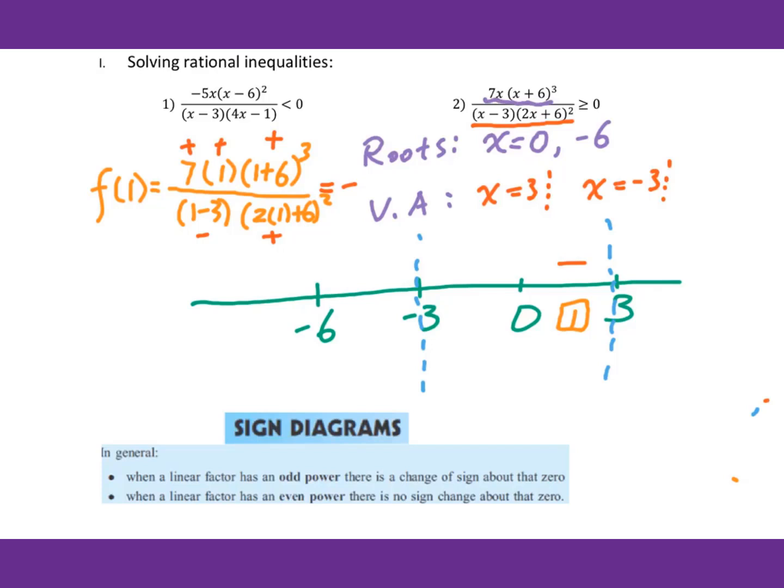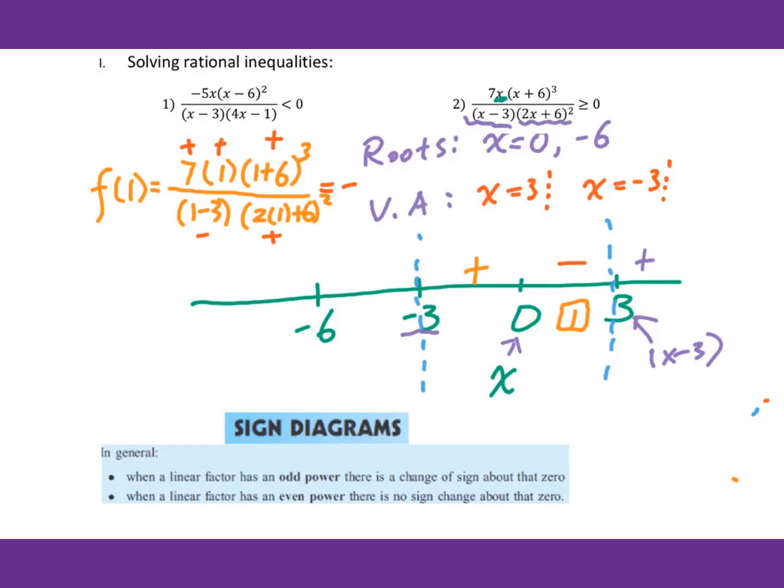Then check the factors now. How do you get this 3? From x minus 3. This is a single factor, so you change the sign. How do you get this 0? We get 0 from this x. That's still a single factor, so this is positive, change the sign.